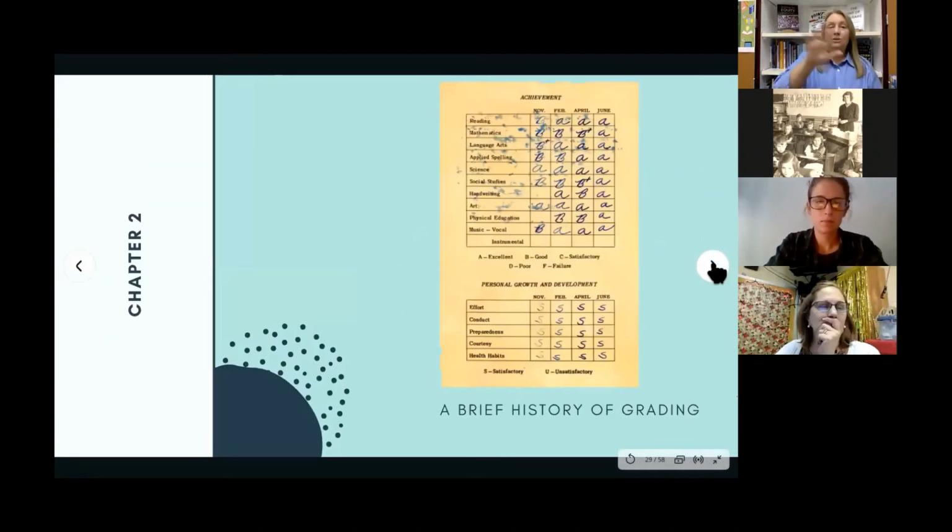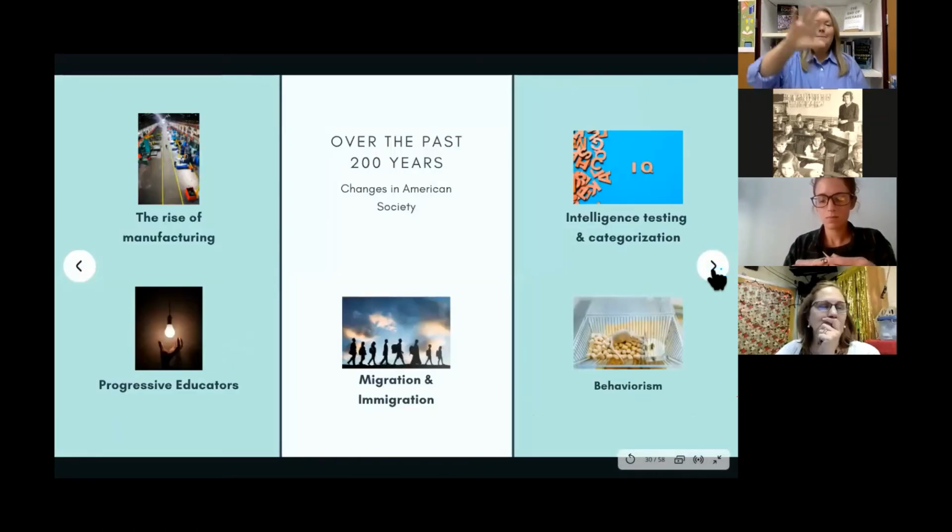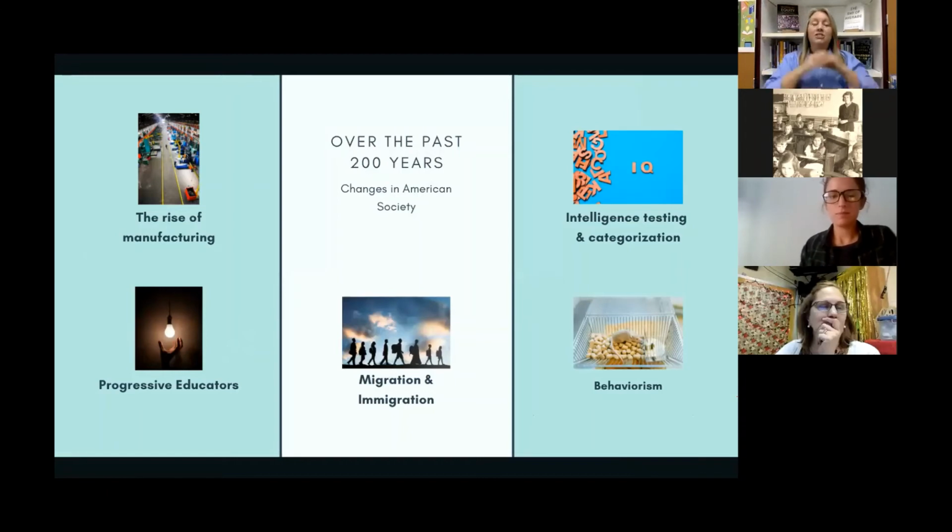So moving into chapter two is pretty fascinating. It's a brief history of grading, which I never learned. I have to say that, especially if you're a secondary educator, there are no classes on how to grade in college when you're becoming a teacher. So really learning about the history of grading and its evolution, I think can really help transform people's ideas about grading.